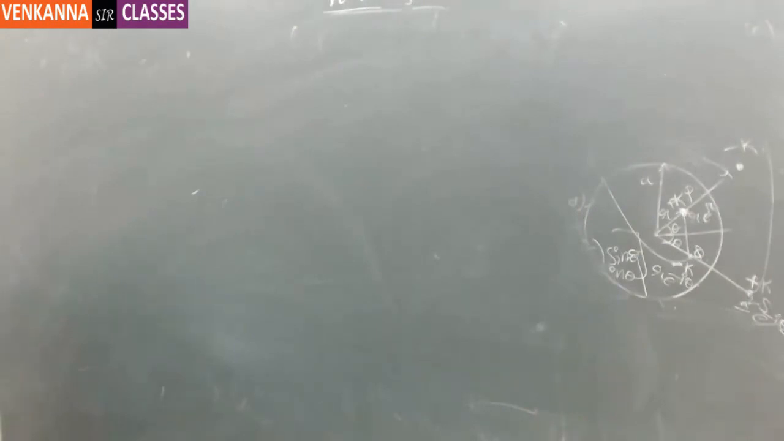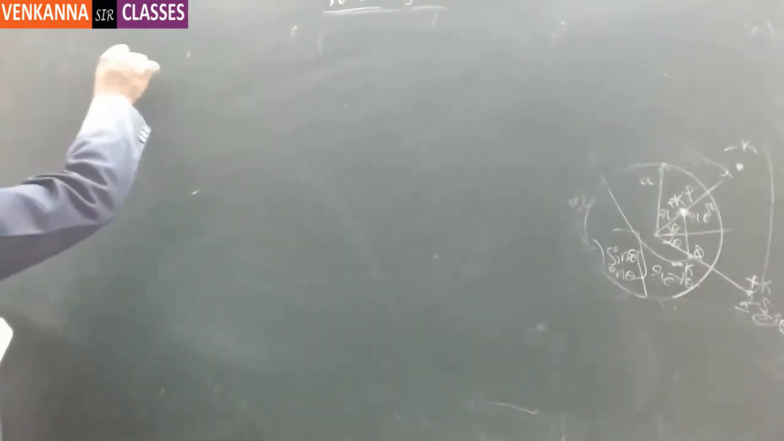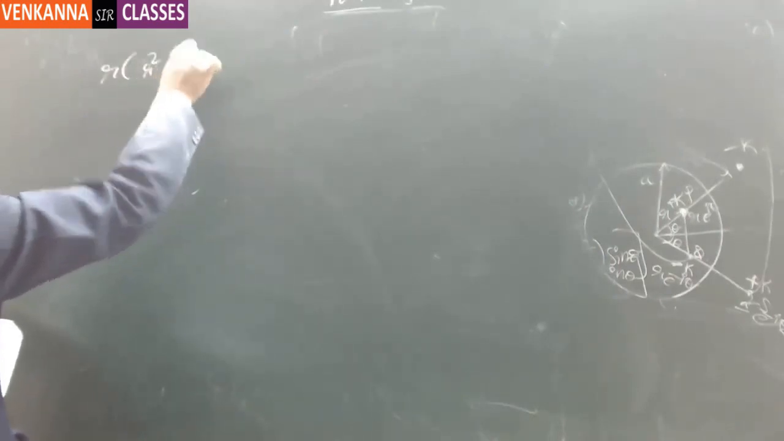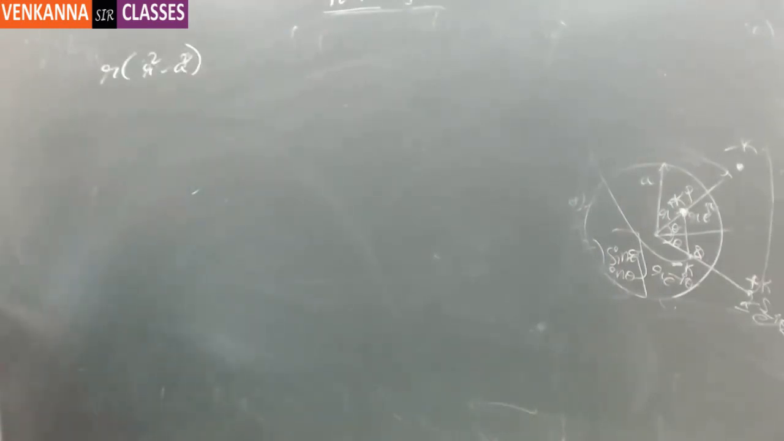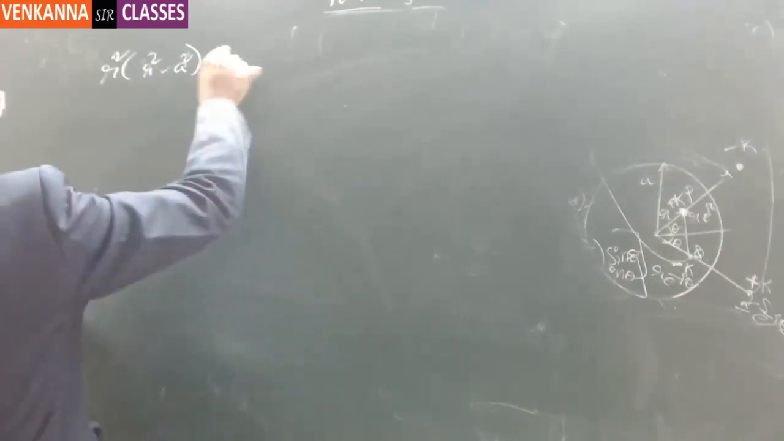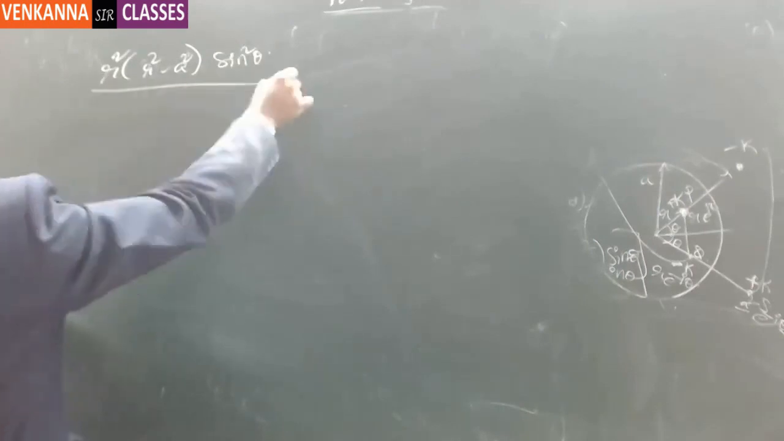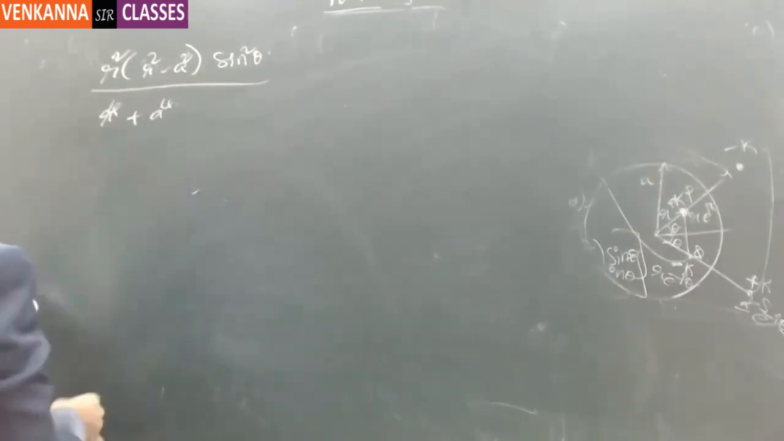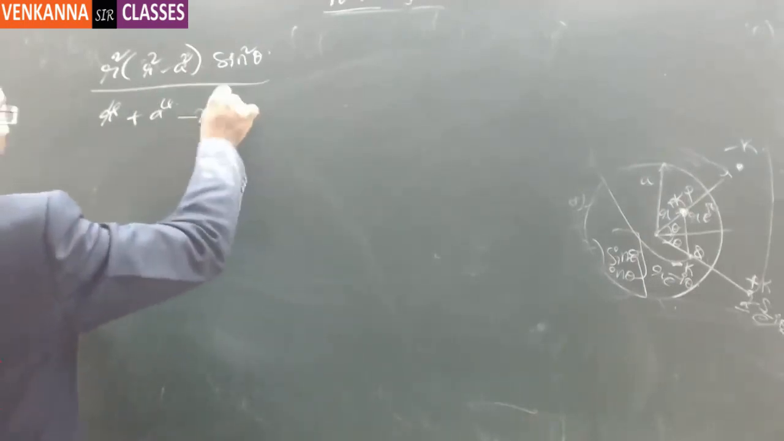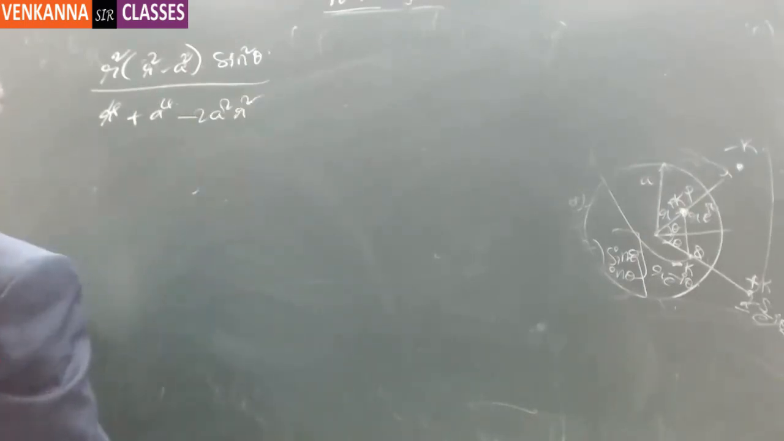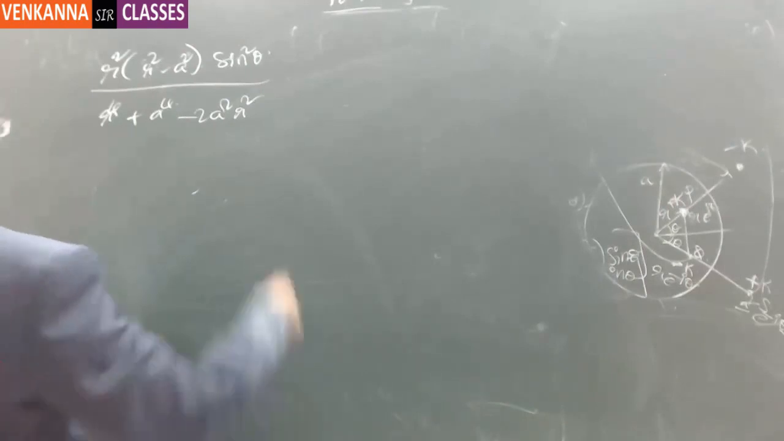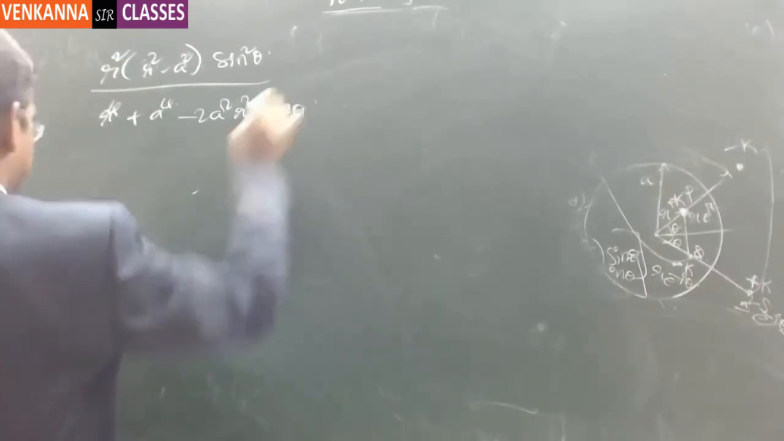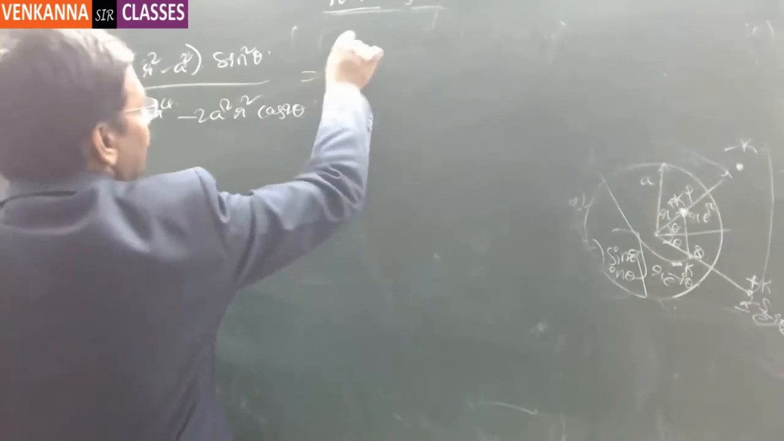So avoid the log from the simplification. So you will get r square into r square minus a square sin square theta divided by r power 4 plus a power 4 minus 2a square r square cos 2 theta. And this will be b square.